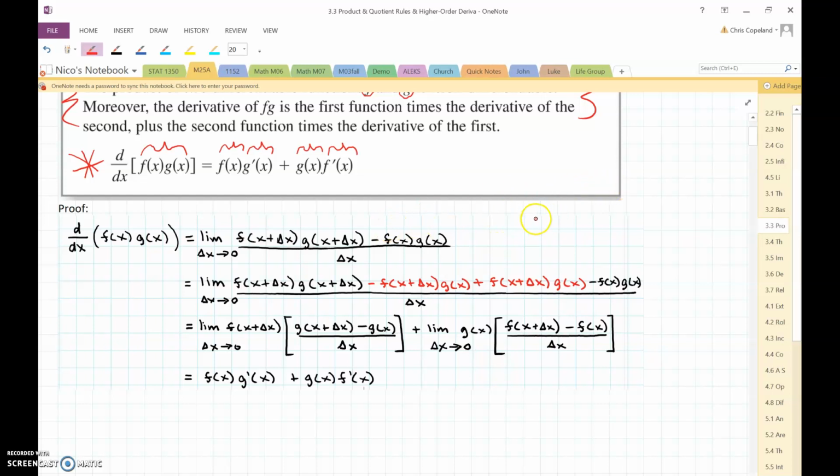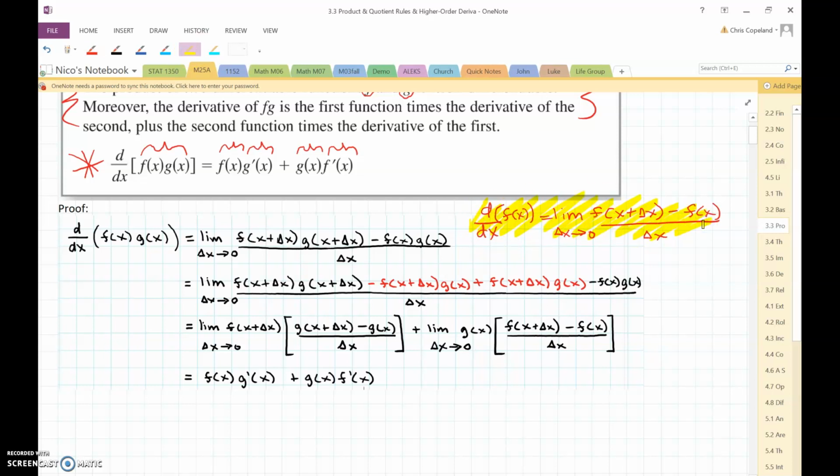So, as with all of these proofs, we're going to start with the limit of f of x plus delta x minus f of x all over delta x as delta x goes to 0. This is the definition of the derivative of f of x. We should be very familiar with this.